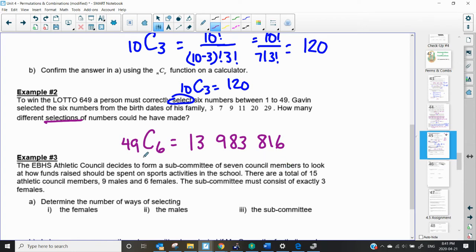All right, now think about this. This is when order doesn't matter. Imagine how many arrangements there would be if this was 49, pick 6. Feel free to test it out in your calculator, but it's a big number.